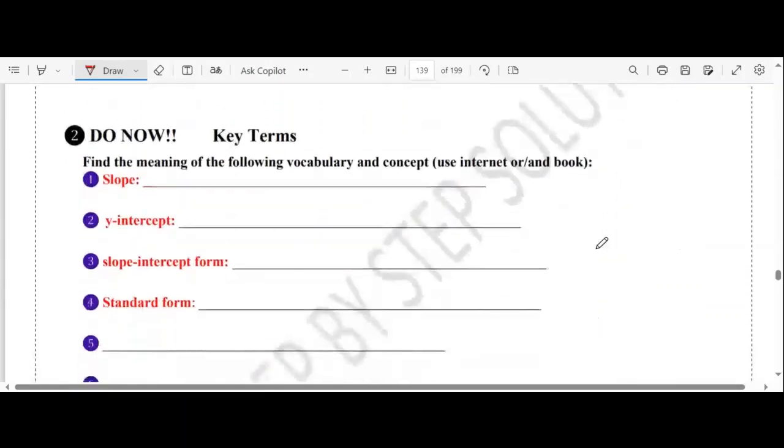Do now. Find the meaning of the following vocabulary and concepts. Please take 2 minutes to find the meaning of those words.